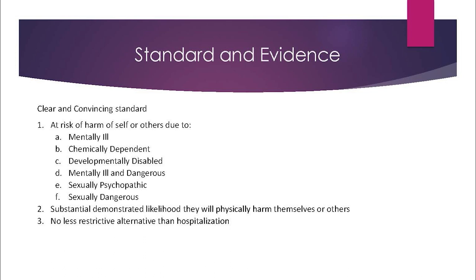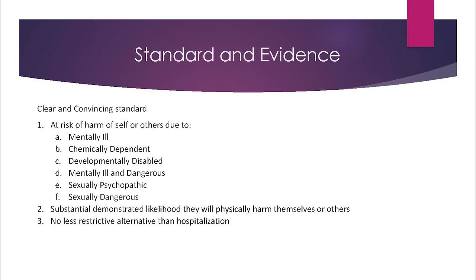There's a substantial demonstrated likelihood they will physically harm themselves or others. And there is no less restrictive alternative than hospitalization. So they can't be in the community. If they're in the community, there is a demonstrated likelihood that they will hurt themselves or someone else. And that risk comes from one of those 6 things. So it's a very specific finding, which is what the county attorney looks at when they get that pre-petition hearing.